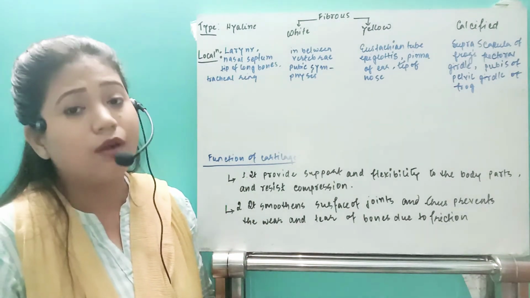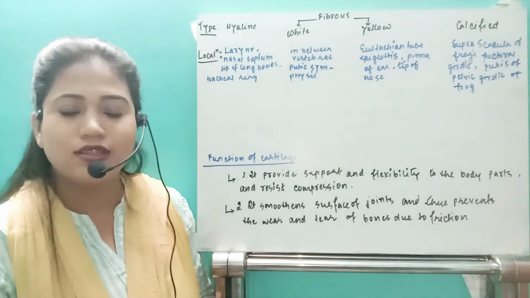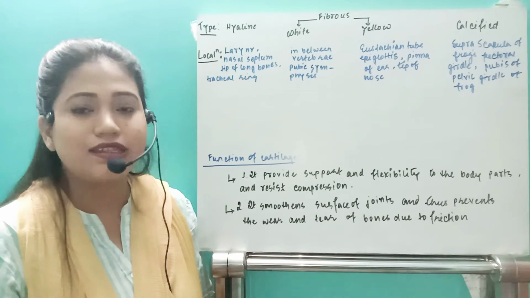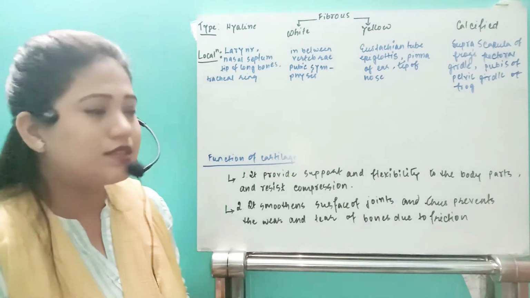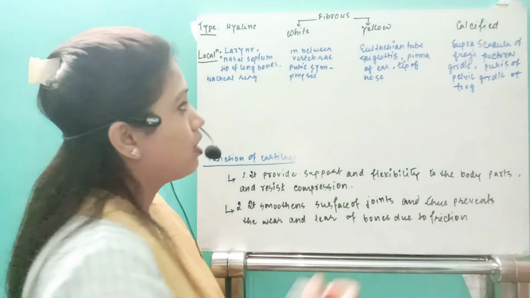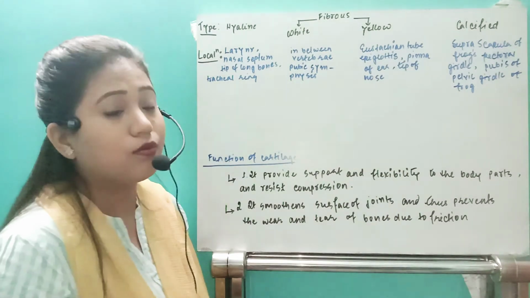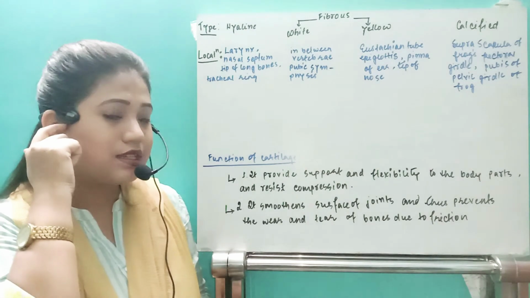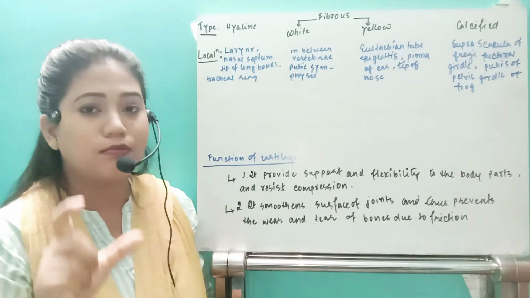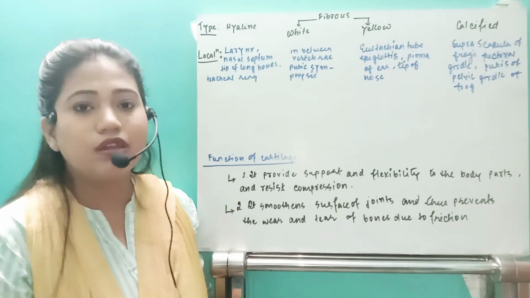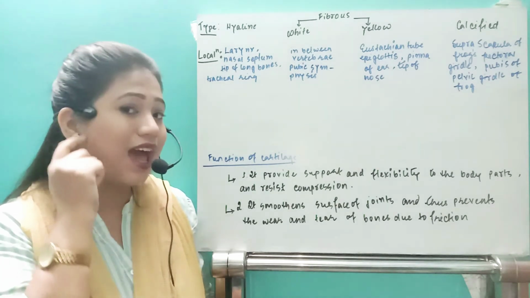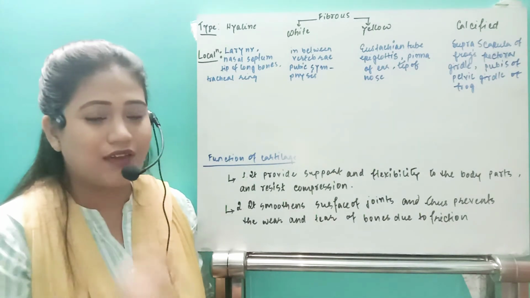Now the yellow fibrous cartilage gives us elasticity, because the yellow fiber is elastin protein, right? Just see where it is present. It is present in the eustachian tube. What is the eustachian tube? In the ear, we have three parts: external ear, middle ear, and internal ear. In the middle ear, we have a tube, called the eustachian tube, which has a connection with the nasal cavity, right?